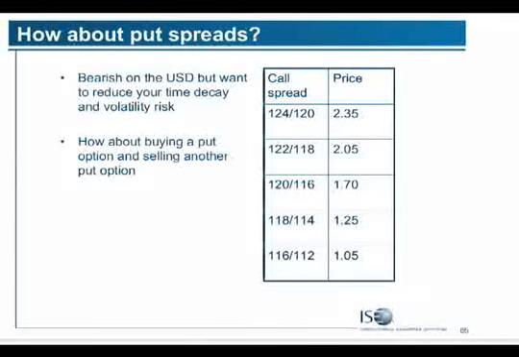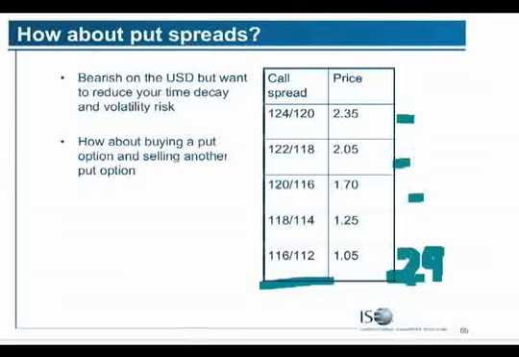So I could do the reverse and buy put options. I could buy in the money puts, at the money puts, or even out of the money puts. If I thought the dollar was going to collapse against the Canadian, I may want to buy the 116, 112. And if I was right and it got to, let's say, 112, how much would I make? I'd make $2.95, the difference between $4 and $1.05. So that's a nice risk reward there.